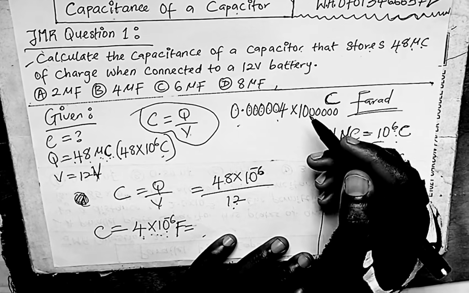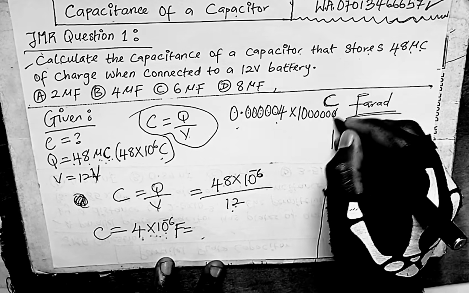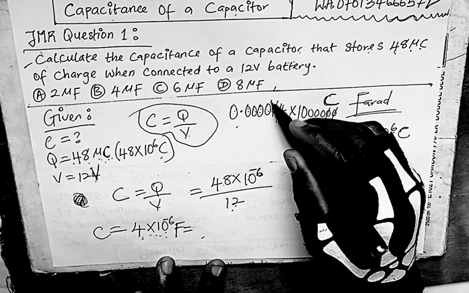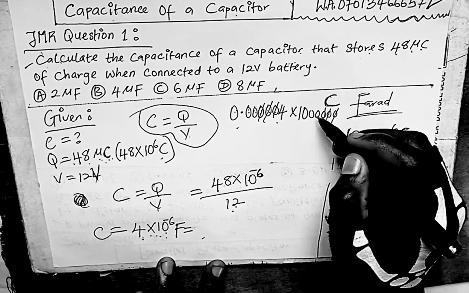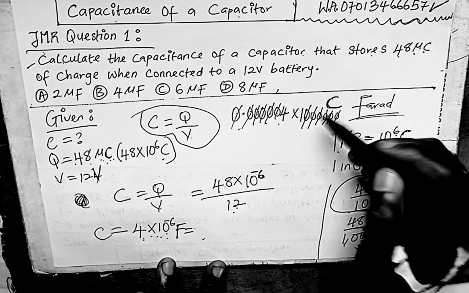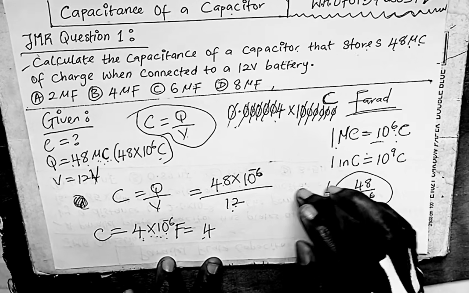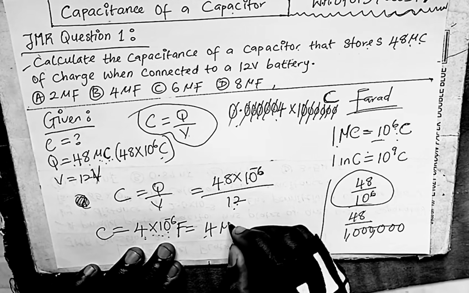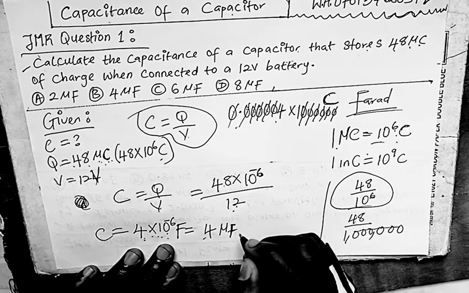Okay, if you do this one, you can't get 4. If you times that, this one will cancel this one, this one will cancel this one, this one will cancel this one, this one will cancel this one, this one will cancel this one, this one will cancel this one. We are now left with 4 times 1 equal to 4 nanofarad. Okay, so this is the answer.